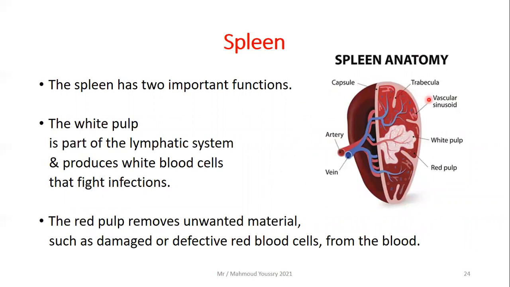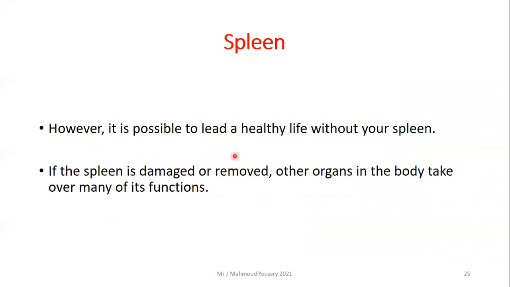So let's look deeper into our spleen. As you can see from this image, the spleen is divided into white pulp and red pulp. Let's see what these are. The spleen has two important functions. The white pulp is a part of the lymphatic system that produces white blood cells that fight infections, like the lymphocytes, while the red pulp removes the unwanted materials. So this is the filtration system. The red pulp removes unwanted materials such as damaged or defective red blood cells from the blood.